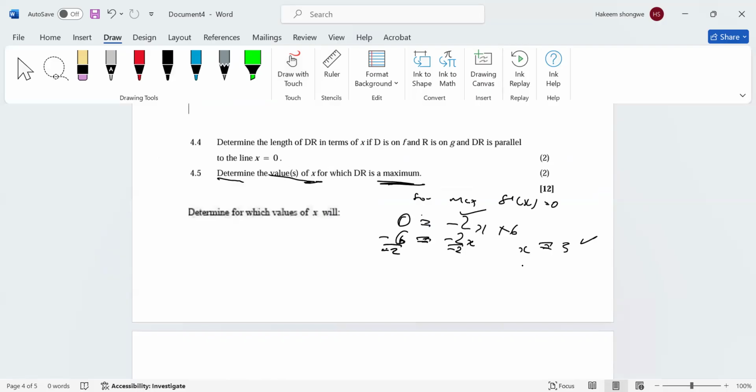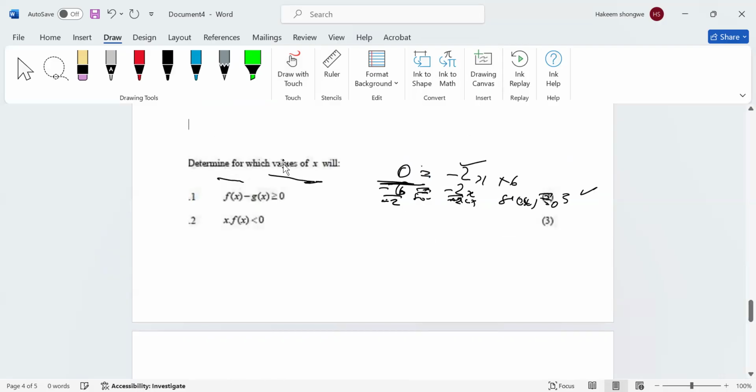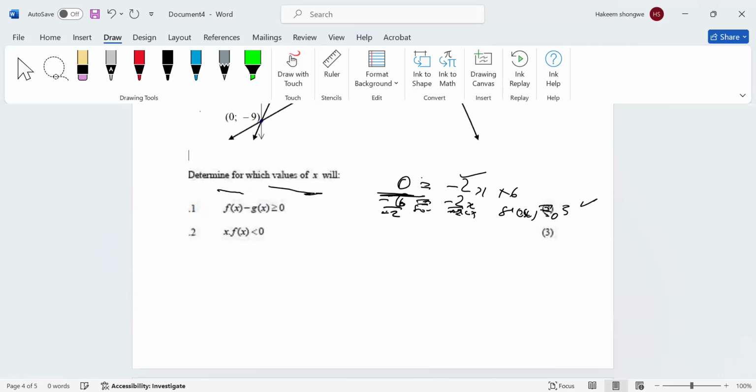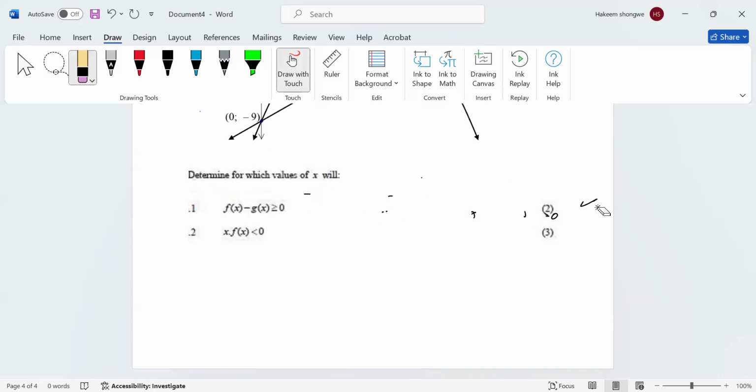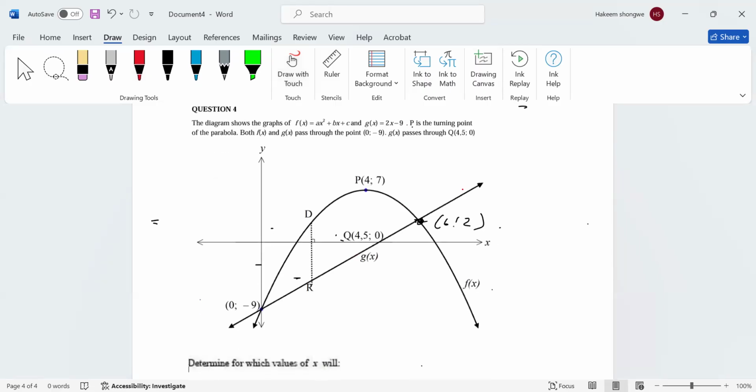Bokamusa, you still remember how we did this one? Number 1: for which values of x is f of x minus g of x going to be greater than 0? We go to the graph, but before the graph, we need to rearrange this and take g of x to the other side. Okay, we are done. And then go back to the graph.